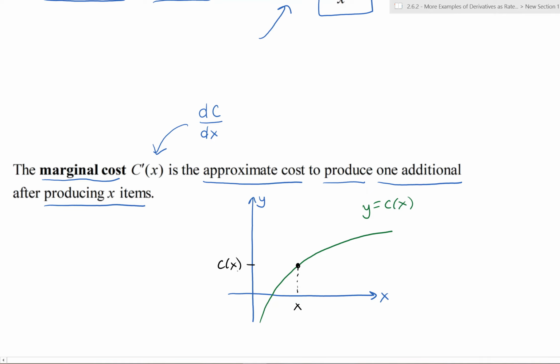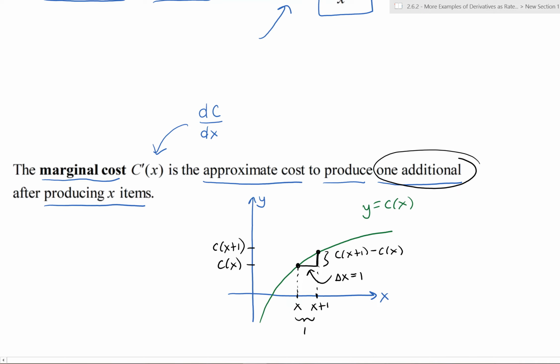Now, what we're saying here is we're going to produce one additional item, right? So that just means I go wherever that is. Let's just say right there, and that's x plus 1. So the distance between those two different x values is 1 unit. So one more unit, right? Where am I? I'm right there. And that output, of course, is C of x plus 1 here. And so you notice that over this interval, that length is delta x, which of course is just 1 here. But then right there, that amount of space is C of x plus 1 minus C of x.